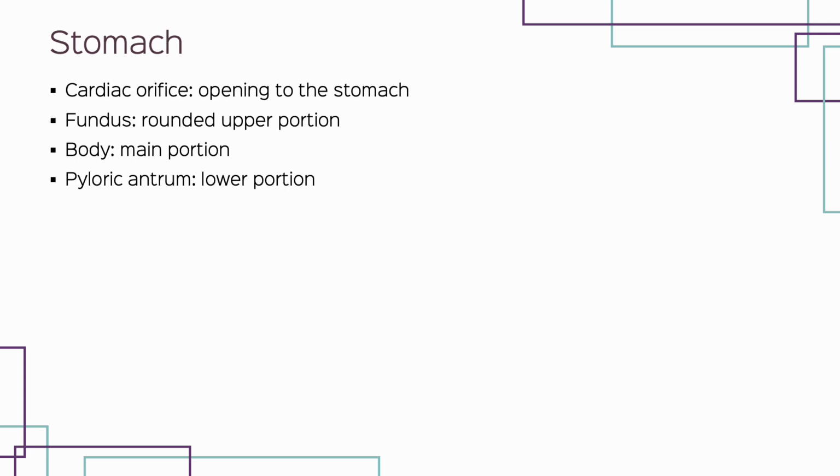The esophagus joins the stomach at the cardiac orifice. The fundus of the stomach is the rounded upper portion of the stomach, and the body is the main portion, and then the pyloric antrum is the lower portion of the stomach.